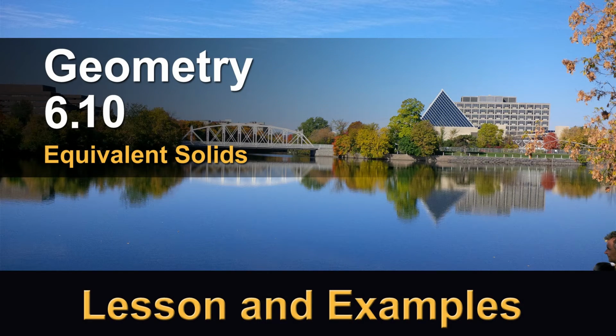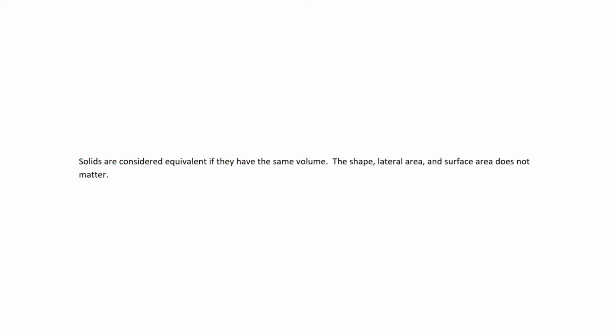Equivalent solids. Solids are said to be equivalent if they have the same volume. The shape, lateral area, and surface area don't matter. This is very similar to what we had when we were working with two-dimensional shapes. Two-dimensional shapes were said to be equivalent if they had the same area.